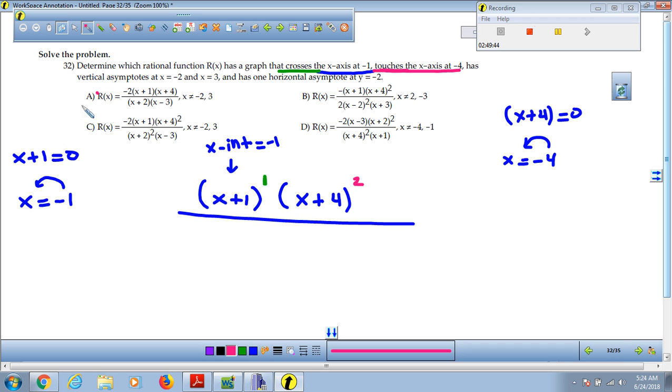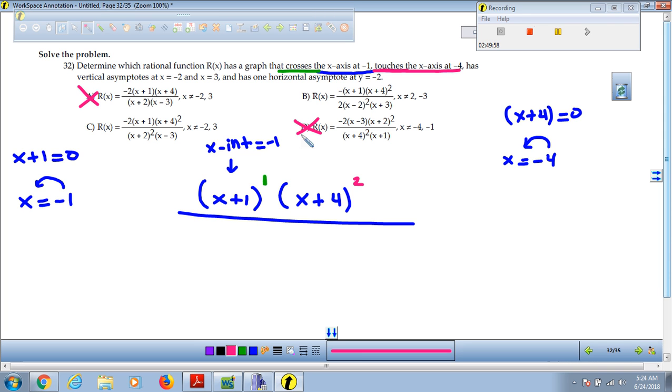A, it's already out of the question because it doesn't have a 2 on the x plus 4. C has it. Has also the x plus 1 that is raised to the first power because I don't see any exponent. Could also be letter B so far on the numerator. D, no, because it has weird numbers on top. It has nothing to do.